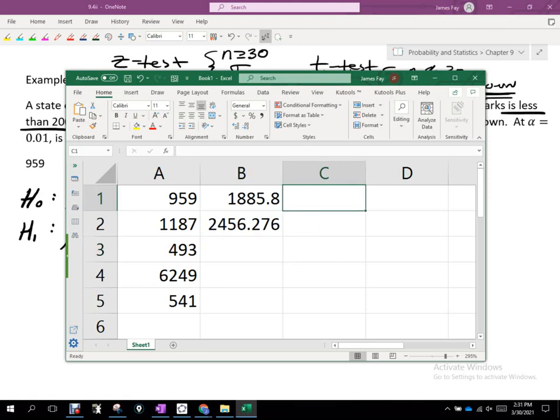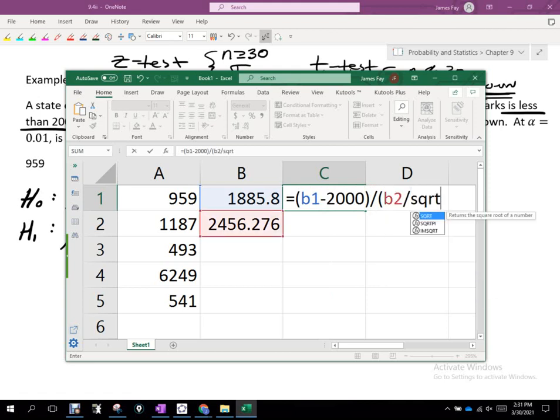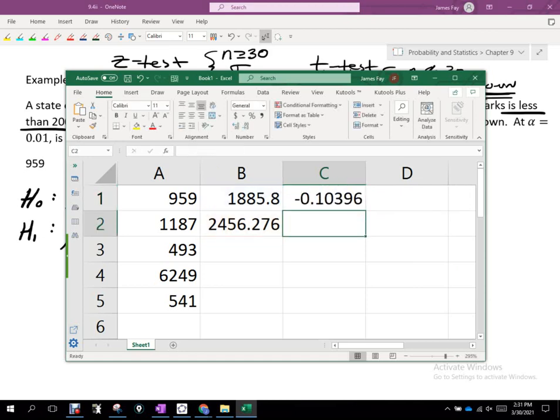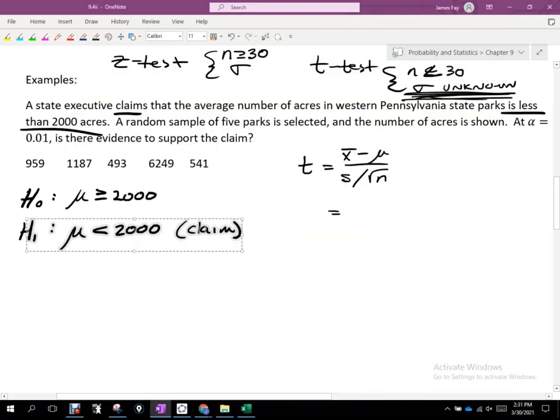I'm just going to work in Excel here to find out what the t-score is. So we're going to go x bar, which is just B1 here, minus mu, which we said was 2,000, and we'll divide that by the standard deviation, which is just B2 here, and that's being divided by the square root of 5, right? And we get that number right there, negative 0.1039. That is our test statistic, and remember, that comes from our data.